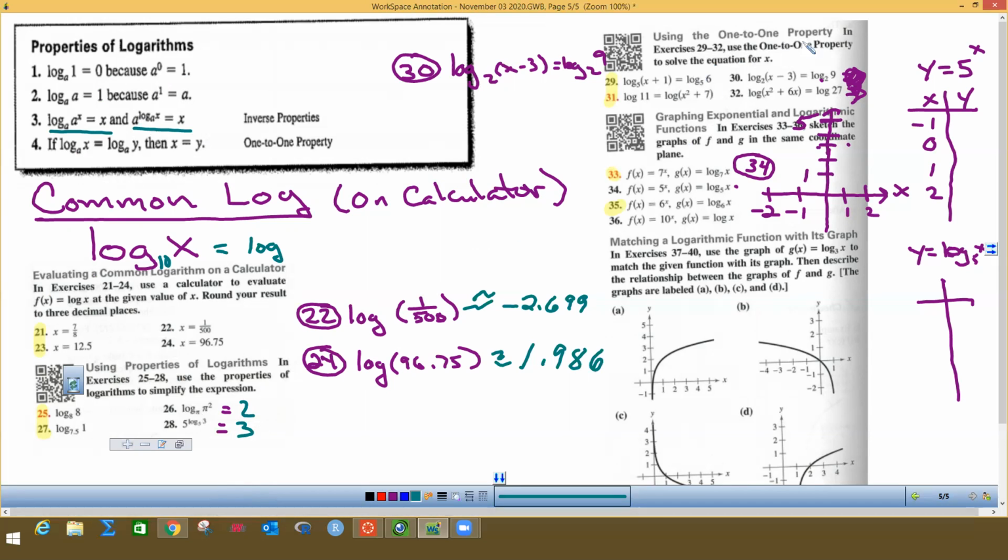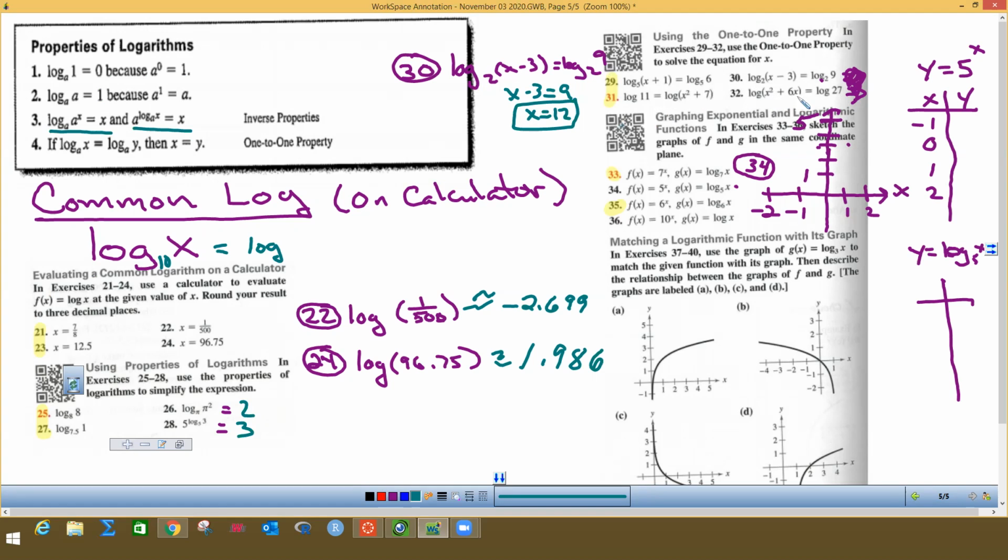When you get up here, these say use 1 to 1. So if you look, this has log base 2 and log base 2. That means that you can drop off the thing that's the same. So x minus 3 has to be the same as 9, so all you do is say x minus 3 equals 9. You add the 3 over, and x equals 12 would be how you solve that on a 1 to 1.